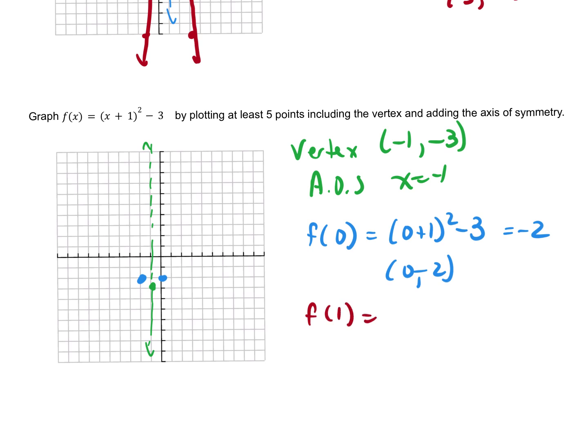Next biggest nice number would be 1. You could pick like 1/2 or 1/3, but that just seems like a lot more work. 1 plus 1 squared minus 3 is 2 squared, 4. 4 minus 3 is 1. So 1, 1 is our point. And a corresponding one over there. And so there is my parabola.